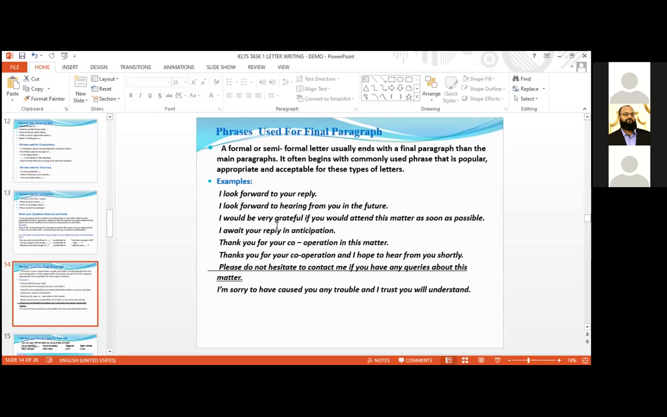Okay, so you may write different endings according to the type of letter that you are writing. Okay, if you're writing an apology letter where you are saying sorry to someone, you may say, I am sorry to have caused you any trouble, and I trust you will understand. So this would be a polite way to just patch up or compensate the point while being more polite to the reader. Sign off is also different.